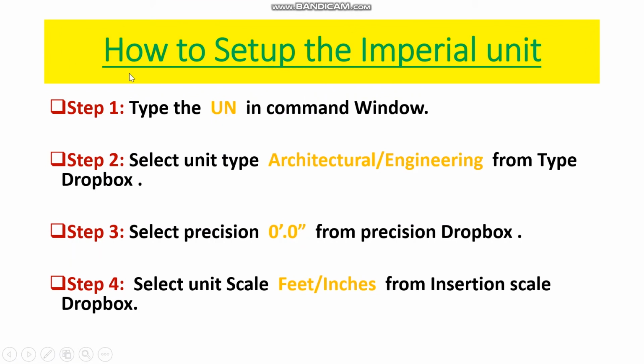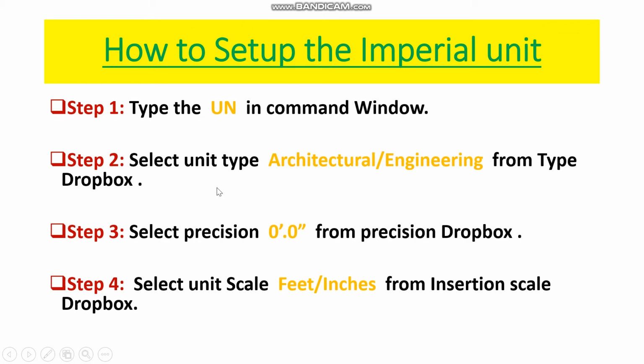Now let's talk about how to set up the imperial units. So let's follow the steps. First step, type UN in the command window. Second step, select the unit type, architectural or engineering, from the type drop box. Third step, select the precision value, that is 0 feet, 0 inch, from the precision drop box. Step 4, select the unit scale, that is feet and inches, from the insertion scale drop box.